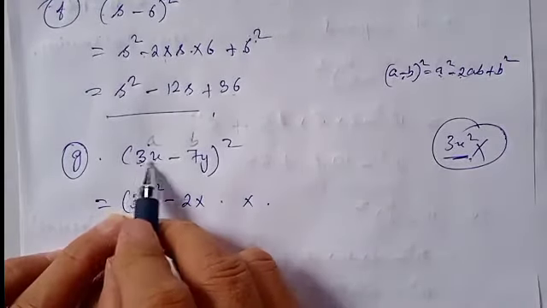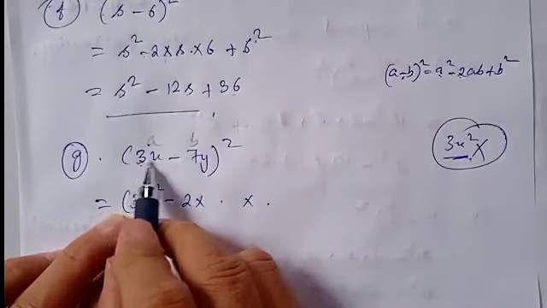Okay, let's do only up to question number G. Please try this question. Just see, I'll give you an easy one: 2x minus 3y the whole square. You please try this one, okay? Very easy.